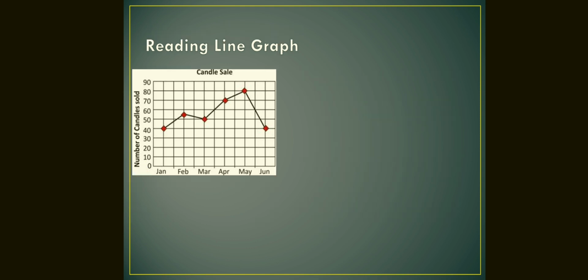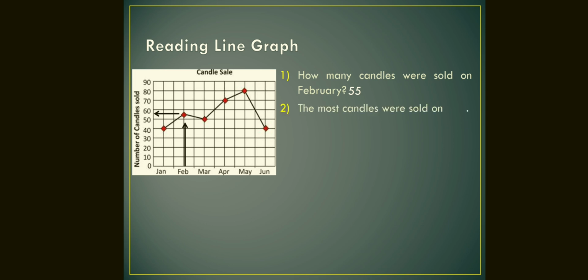Now look at the example. Number 1. How many candles were sold in February? Look at the point above February. The point shows between 50 and 60 on the y-axis, which means the middle of 50 and 60, it is 55. So there were 55 candles sold in February.